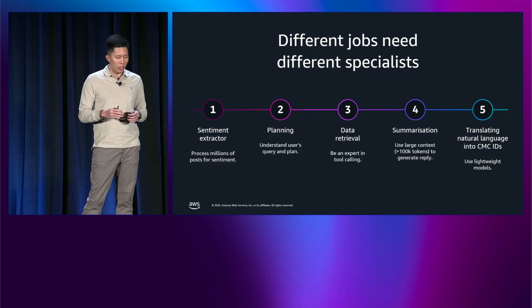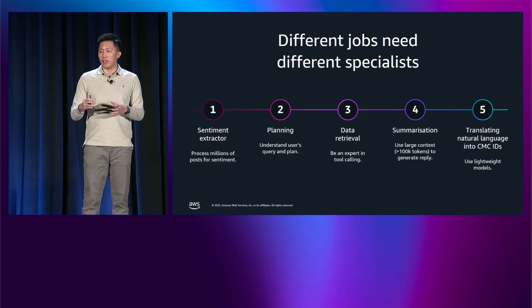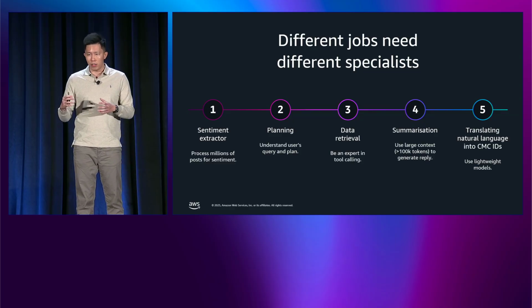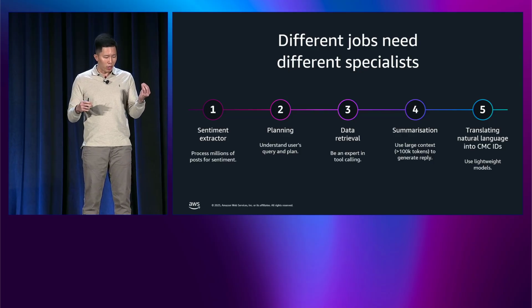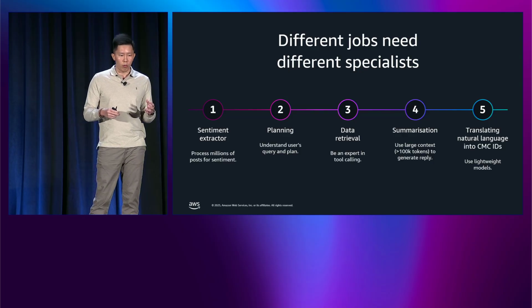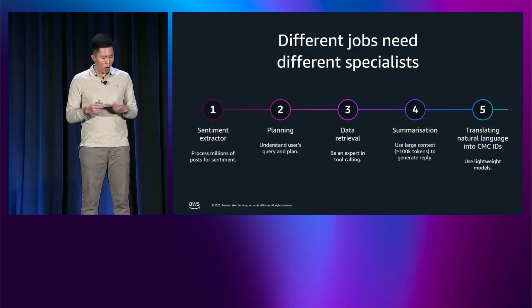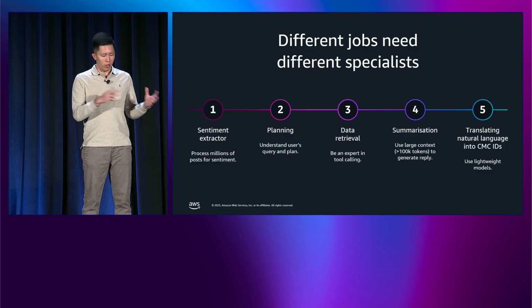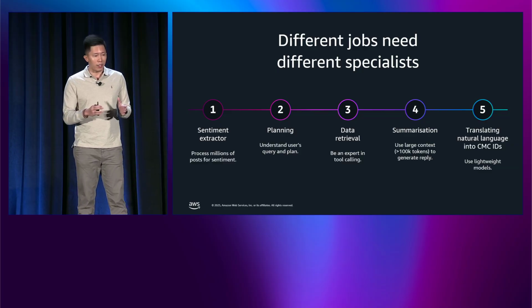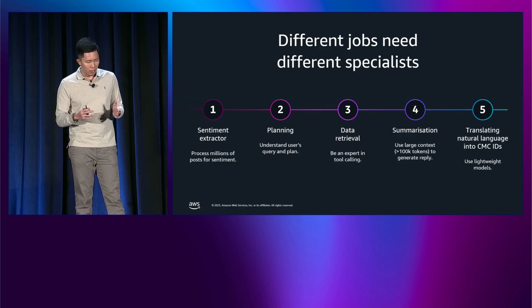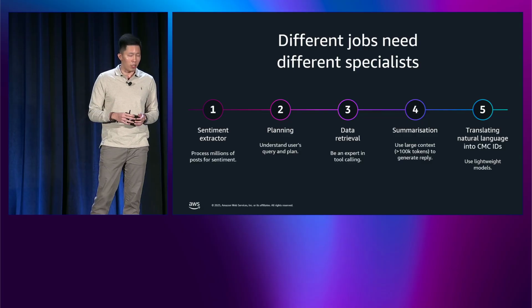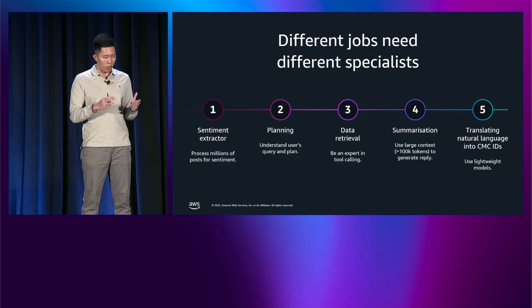First is sentiment extractor. Every day, we process millions of social posts, millions of news articles, and we want to extract the sentiment within these social posts and news articles. Is it positive? Is it very positive? Or is it the opposite? The LLM we select here needs to be cheap because I just mentioned the scale. We process millions of social posts and news articles, and it needs to be fast. So the most advanced models typically don't suit this that well.